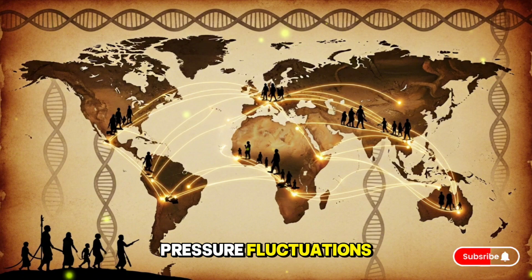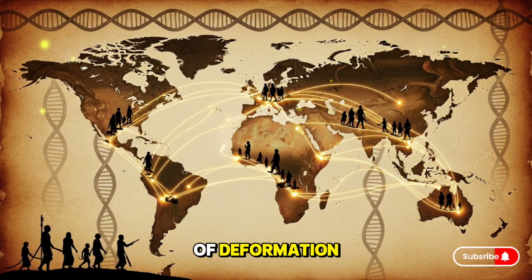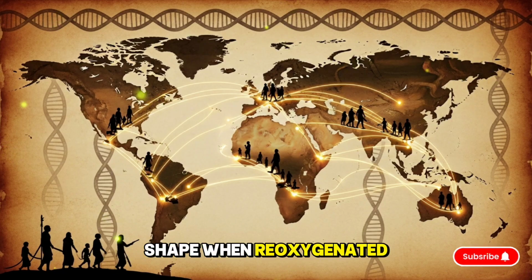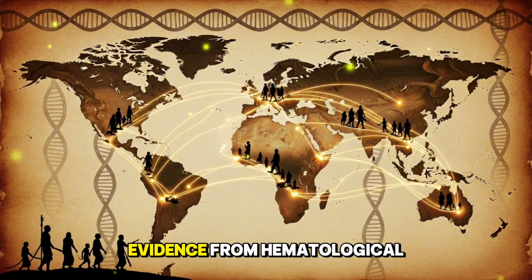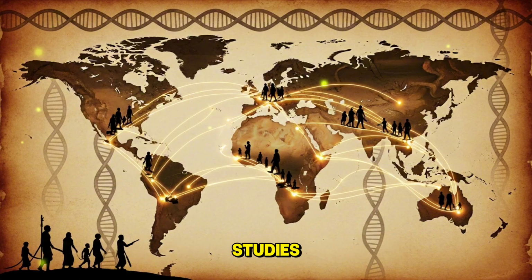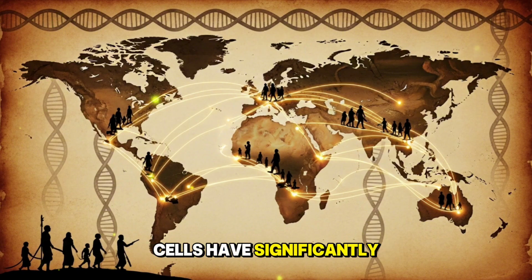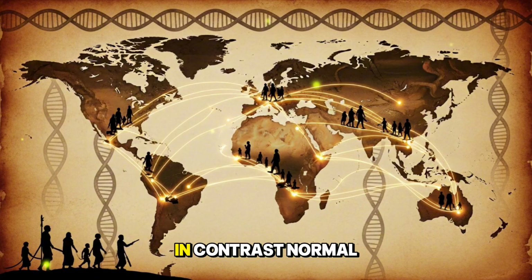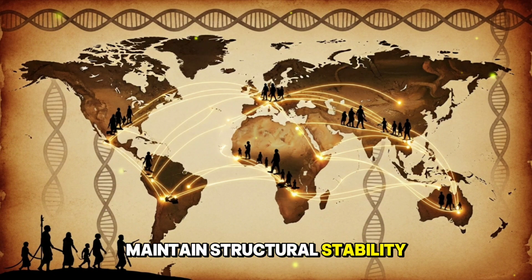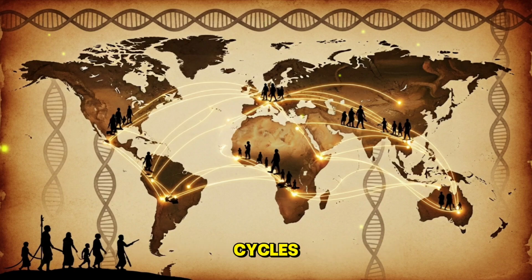experience frequent pressure fluctuations. The central mechanism involves repeated cycles of deformation. Sickled cells regain shape when reoxygenated, but the process weakens their membranes over time. Evidence from hematological studies shows that these cells have significantly shorter lifespans, contributing to chronic anemia as the body struggles to replace them. In contrast, normal red blood cells maintain structural stability across multiple circulation cycles, supporting consistent oxygen transport.